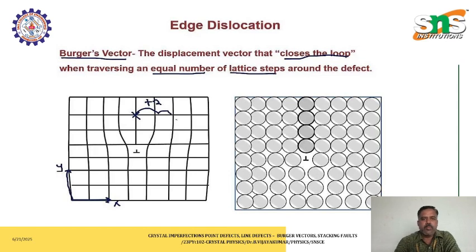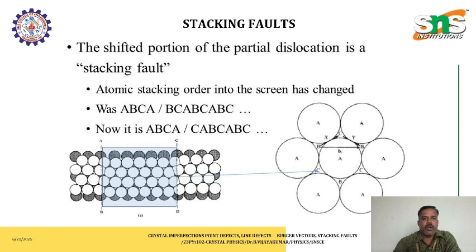The Burgers vector is the displacement vector that closes the loop when traversing an equal number of lattice steps around the defect. So the atom becomes missing in a particular direction and magnitude, and that we call the Burgers vector. The stacking fault is the shifted portion of the partial dislocation. The atomic stacking order is changed, for example ABCABCA, so the sequence becomes changed in that formation.